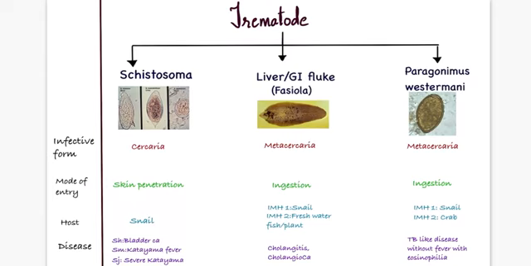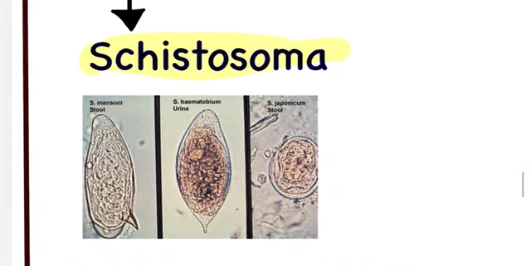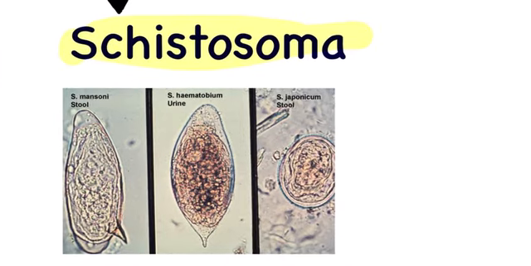So, in trematodes, we have Schistosoma, the liver or GI fluke, which is also called Fasciola, and the lung fluke, which is also called Paragonimus westermani. We will have an image-based question on the eggs of Schistosoma.